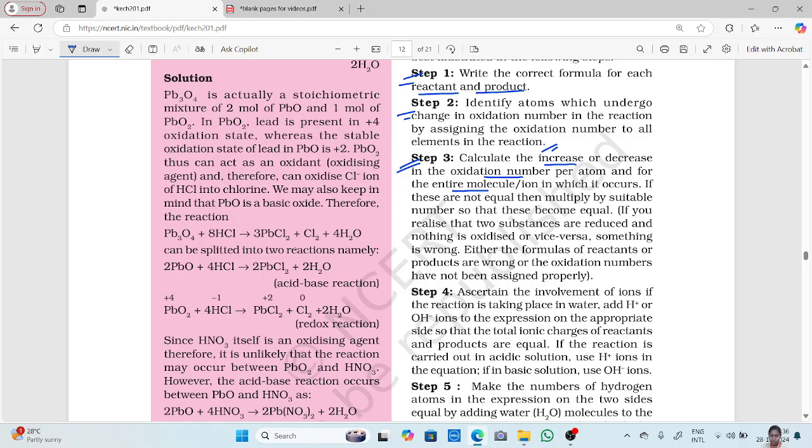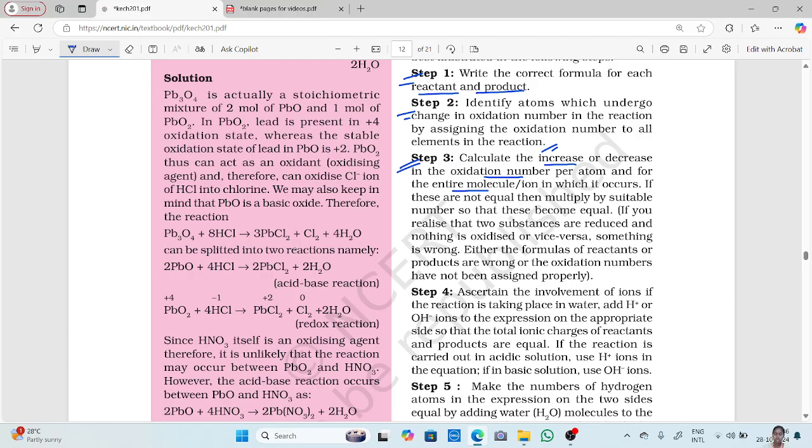Now, when you have written the formulas correctly and started assigning oxidation numbers, if you find that there is a reduction process taking place but no oxidation, or vice versa, where oxidation is there but reduction is not, then there is something wrong. Either you have written the formula of the reactant or product incorrectly, or you have assigned a wrong oxidation number to the reactant or product. So you have to check them carefully.